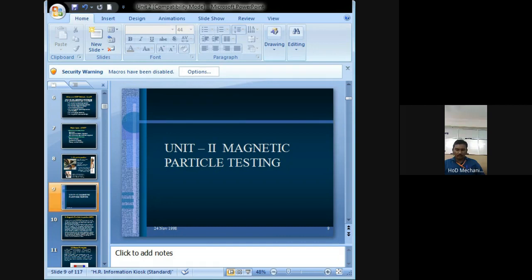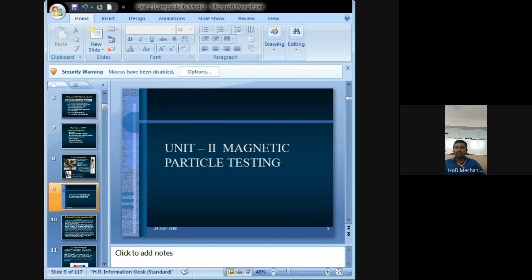Good morning. Today we are going to discuss Unit 2, magnetic particle testing. In this unit, the following topics will be covered. Number 1, what is meant by magnetic particle testing? The principles and applications of magnetic particle testing, and also what are all the magnetization methods available in magnetic particle testing inspection?